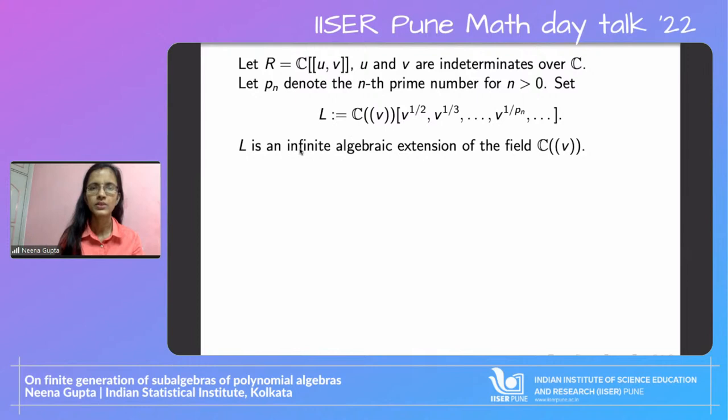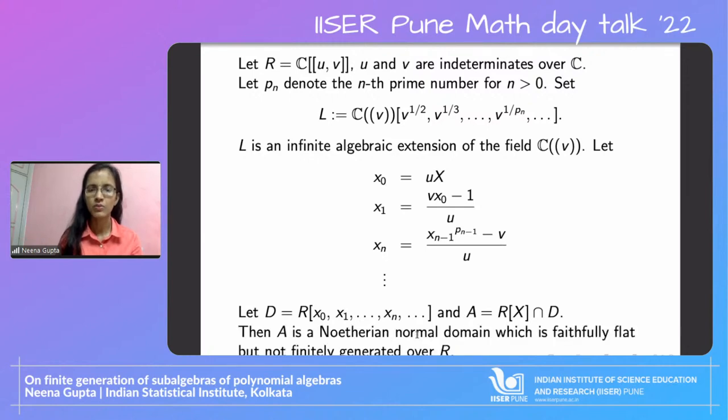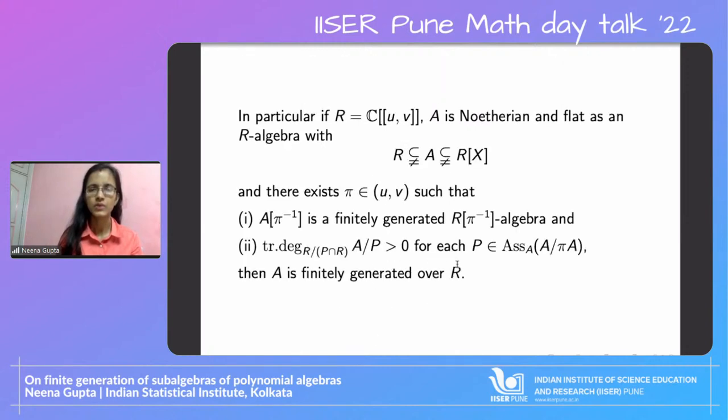Then it's easy to see that L is an infinite algebraic extension of this field. You construct these elements x_0, which is u times x, x_1, up to x_n, and let D be this subring. So this is a subring of L, basically C[[U,V]] and U^{-1} times X, where X is an indeterminate. And let A be this ring, R[[X]] intersected with D. Then A is a subring of R[[X]]. This subring is Noetherian, it is normal, it is faithfully flat, but it is not finitely generated over R. It requires a little bit of work to show that this is not finitely generated. Essentially, the condition is not satisfied, that the transcendence degree of A/P is positive for every associated prime.